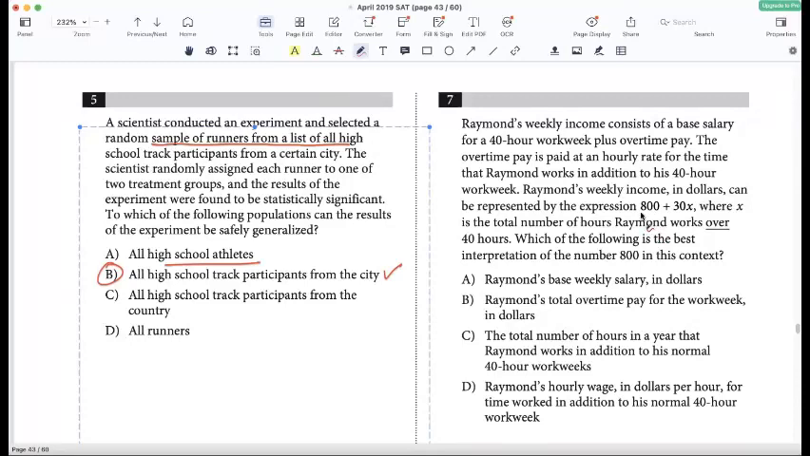So we can see that this is his total weekly income, right? So which means that he makes 800 as a fixed amount. So that is his base salary for the 40-hour work week. And then he makes an additional 30x, where x is the number of hours that he works over and above 40. So his overtime pay is $30 per hour. So 800 would be his base weekly salary in dollars.